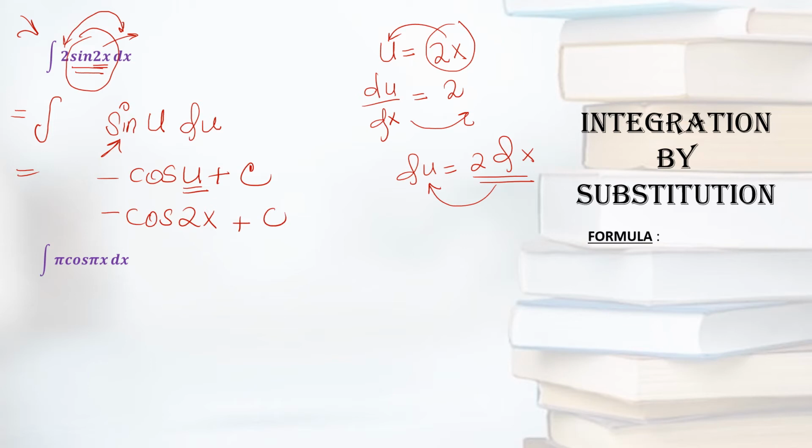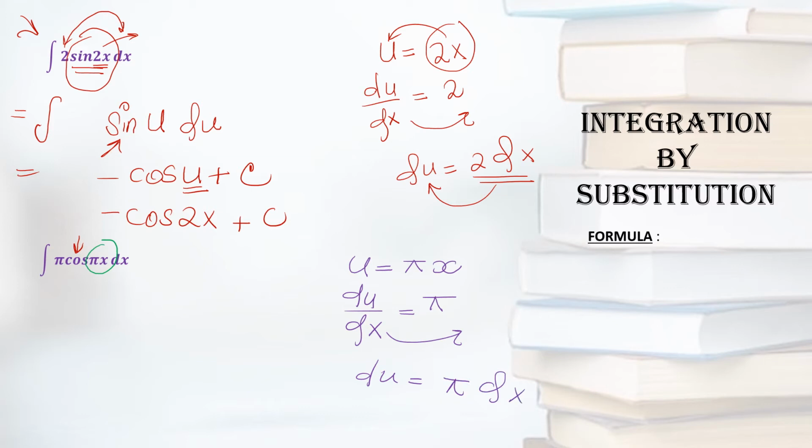Now here again you have only one trigonometric function. So consider the angle as the inner function. Name it as u. So you will write u equals pi x. So take the derivative with respect to x. So the derivative of pi x will be pi. Bring the dx on the other side. So you will get pi dx. After that, convert all the x values into u values. How? Let's see.